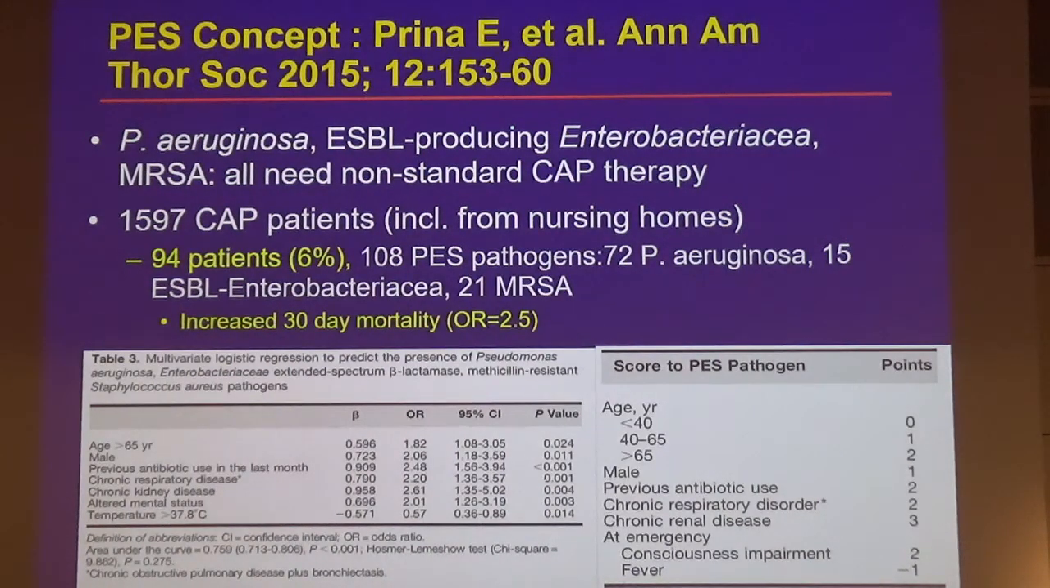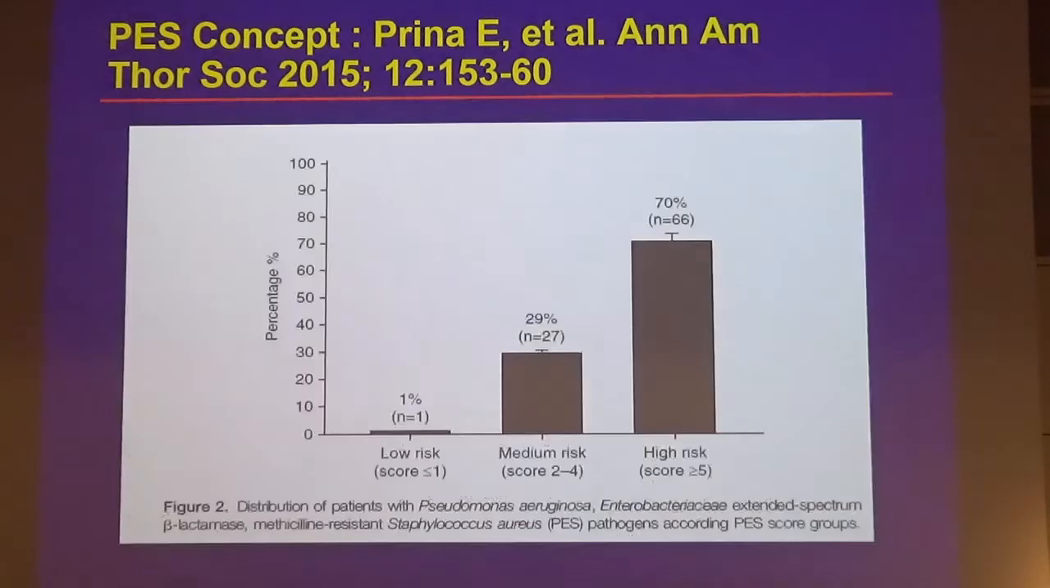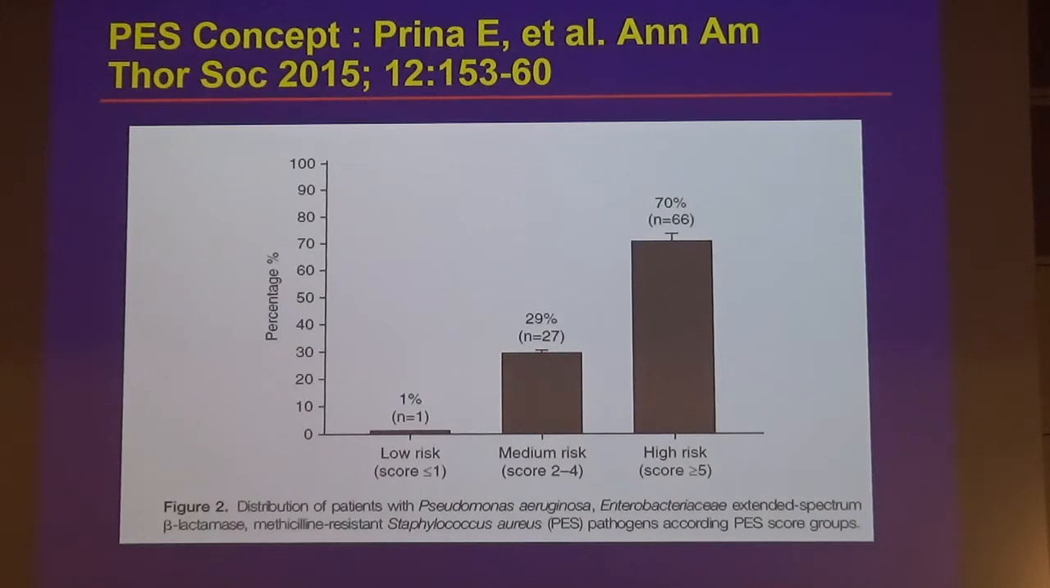Dr. Torres's group has done a slightly different version of this concept, referring to the PES concept that refers to Pseudomonas, ESBL-producing Enterobacteriaceae, and MRSA. Those 3 organisms represent the PES pathogens, and in a study of 1,500 patients with community-acquired pneumonia, 6% had the PES pathogens. And illustrated here, and I don't have time to go into it, is a scoring system to identify which patients are most likely to have the PES pathogens. And you can see as that score goes up, again, the risk of these MDR pathogens rises.